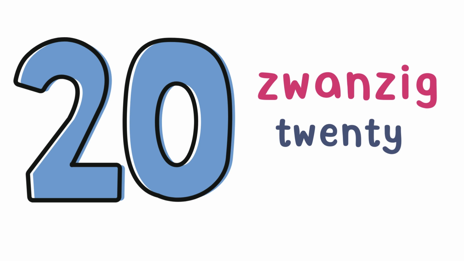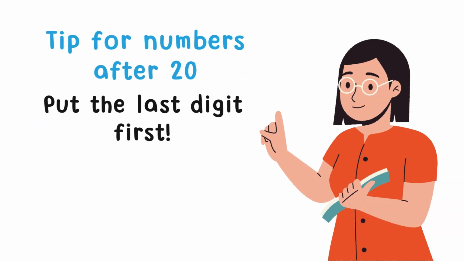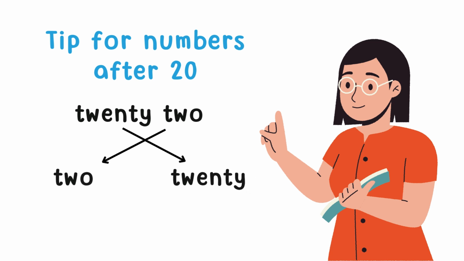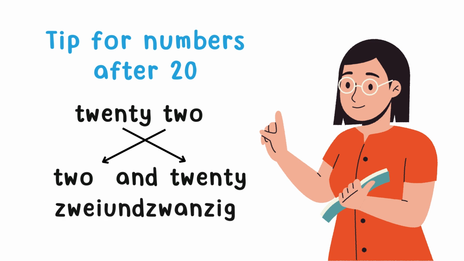Now that we know the basic numbers by heart, our journey to big numbers is going to be smooth. There's only one rule for numbers after 20, which is to put the last digit first. Let's take the number 22 for instance. Put the last digit 2 first and then place the 20 in the end. That makes it 2 and 20. How do you say 2 and 20 in German? 2 und 20. That's it. That's all there is to it.